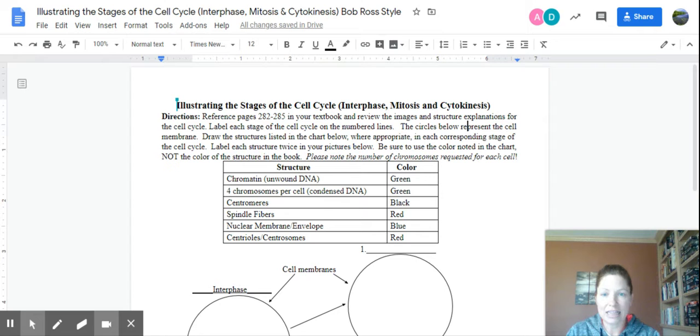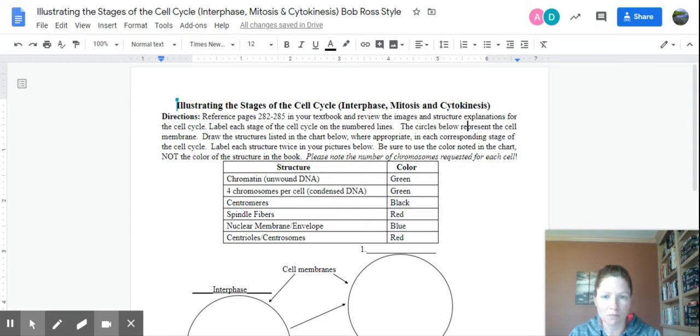When you look at this structure chart, please draw and label these structures where they're appropriate. So you're not going to have all of these structures in all of the represented cells in each stage of the cell cycle. Another really important thing to note is that the colors here listed on the chart are the colors I would like you to use, and they're different than the colors in the book.